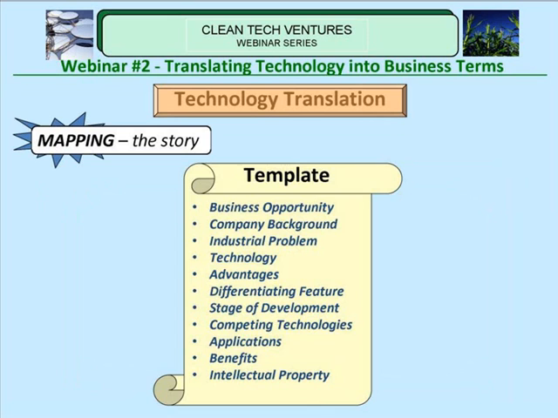Blue background, technology translation. Okay, here's the map. This template identifies about a dozen sections to address on a two-page document. We don't have time to go over all of these items, but I do. Let me get this marker. Bear with me. We'll talk about the business opportunity last, even though it's at the top of this list.